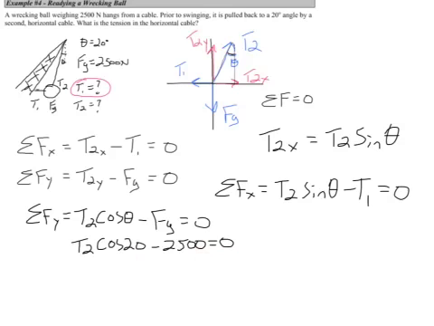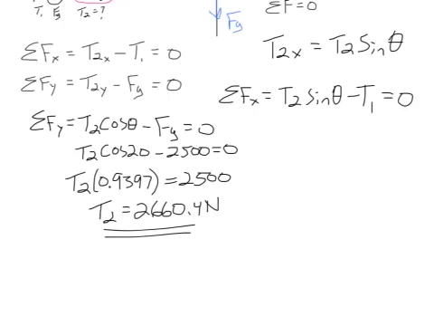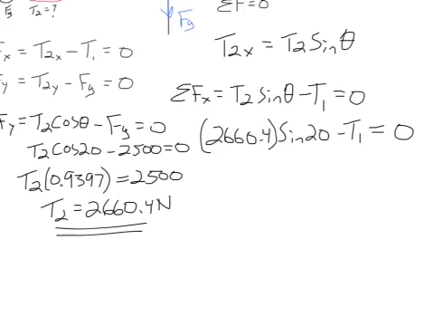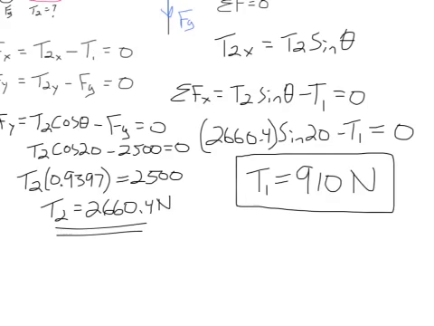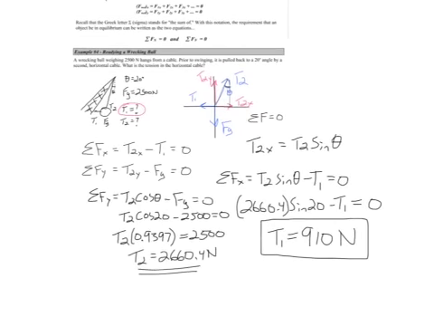It's an equilibrium problem. It's going to equal 0. So we end up with T2 equals 2660.4 newtons, which we can then take and substitute right here in our expression in the x direction, so we can find T1. It would look something like this. And solving that tells us that T1 then is 910 newtons. So that's an equilibrium problem of static equilibrium.